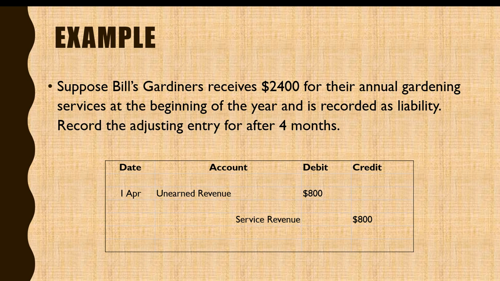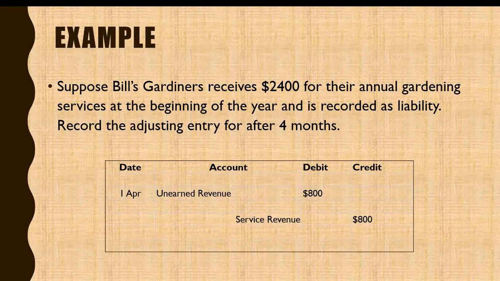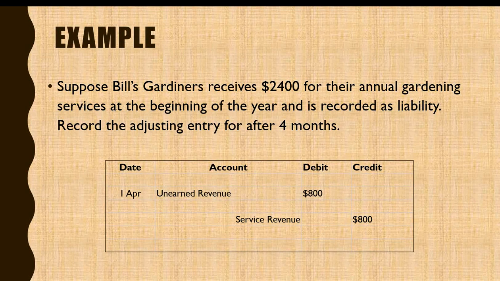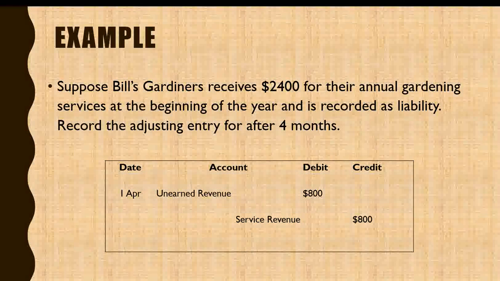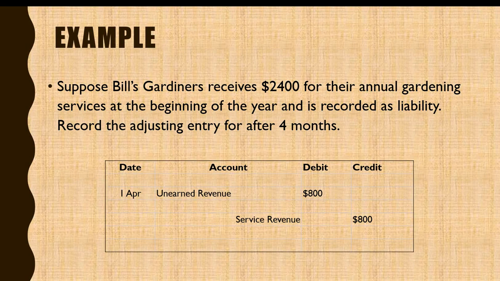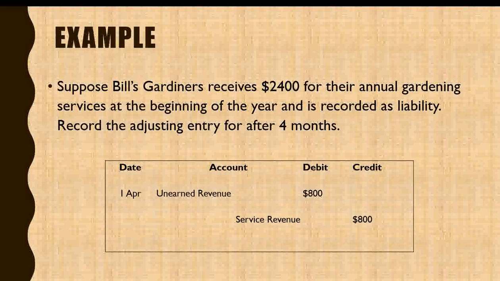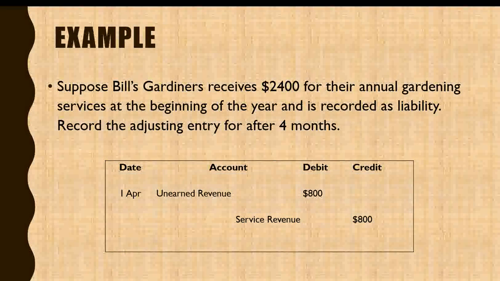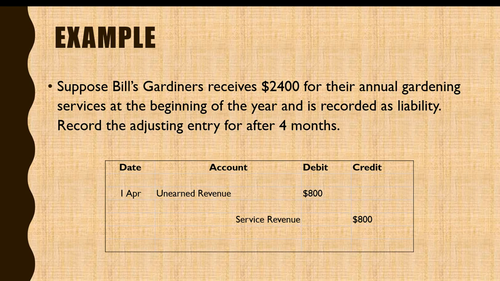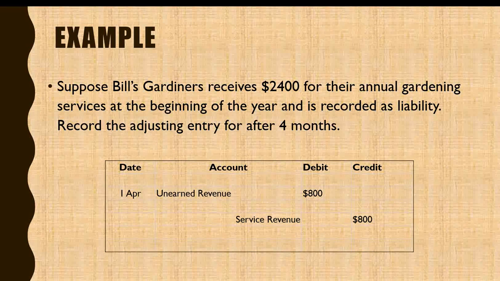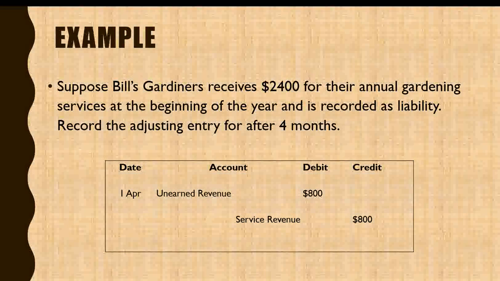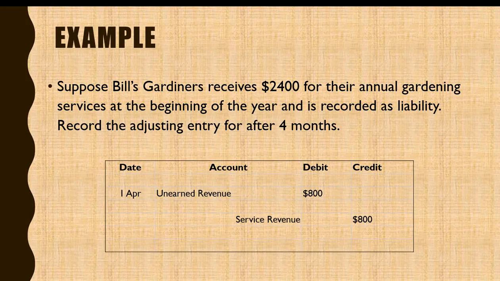Suppose Bill's gardeners receive $2,400 for their annual gardening services at the beginning of the year and it is recorded as a liability. Record the adjusting entries for after 4 months. Here, we would debit unearned revenue of $800 and we would credit $800 service revenue. This is because after 4 months, a revenue income of $800 has been earned by Bill's gardeners.